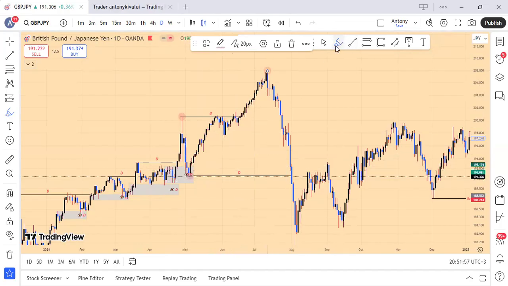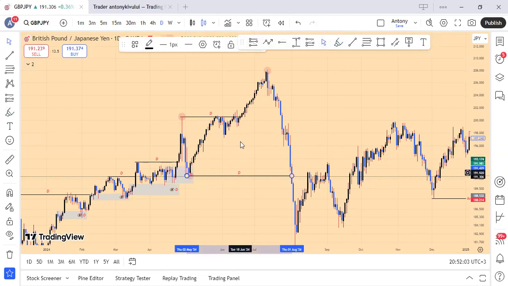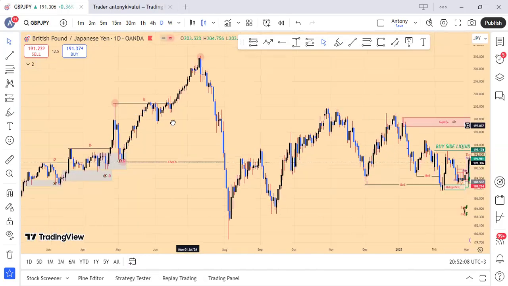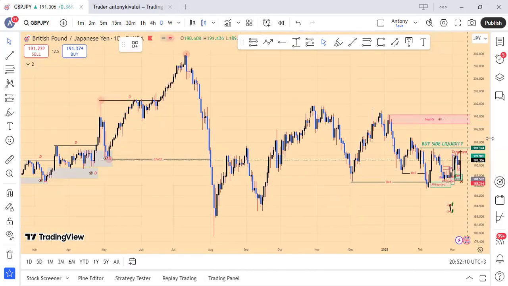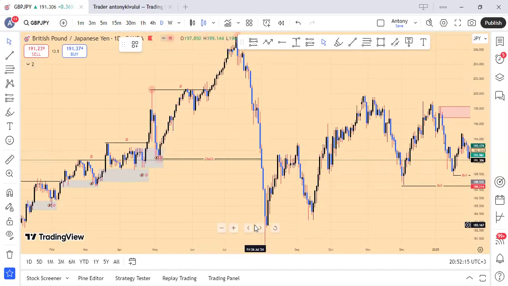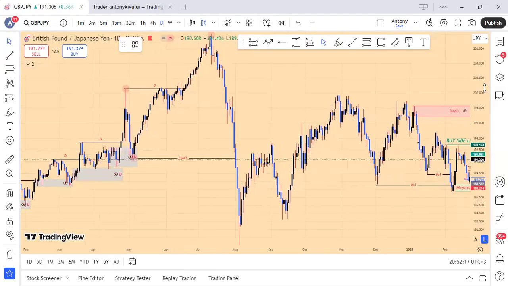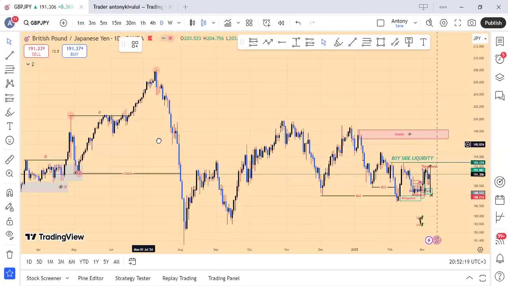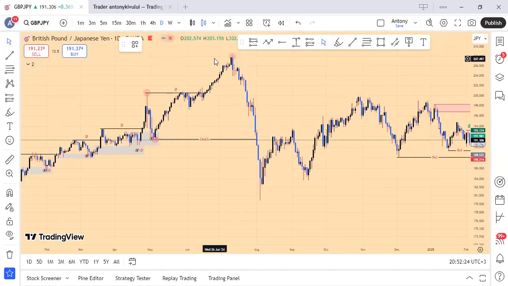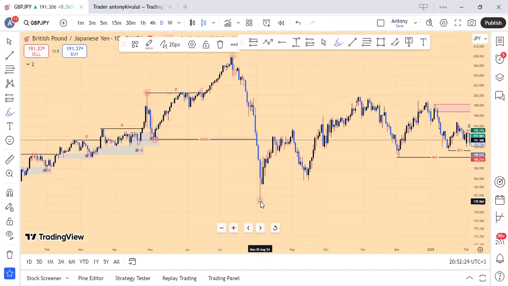So after that, now we go to what we call the market structure shift. You can see here. So this is what I call the market structure shift. Let me just label it like that. So that is a change of character. So after that change of character, now I know the market is in a downtrend. So the market is trading down. Now, after the market made this higher high, then you have the lower low here. So this is the last lower low.